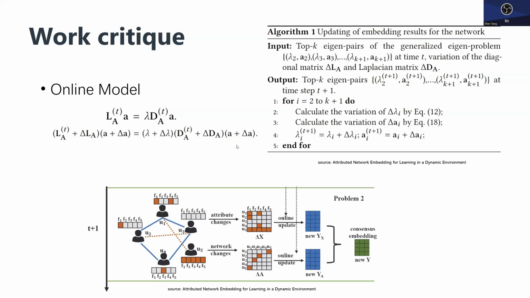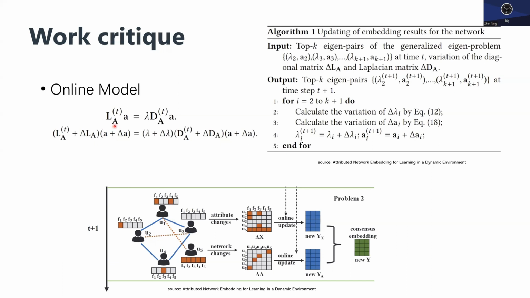Here is the online part of the model. The core idea to enable online updates of the embeddings is to develop an efficient way to update the top k eigenvectors and eigenvalues. Otherwise, the algorithm has to perform generalized eigen decomposition, which is the offline part, at each time step, which is not practical due to its high time complexity. You can see in Algorithm 1, we need to calculate the changes of eigenvalues and eigenvectors, which is delta lambda i and delta a.